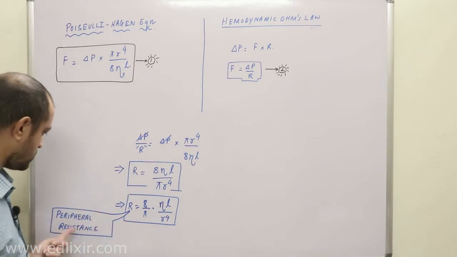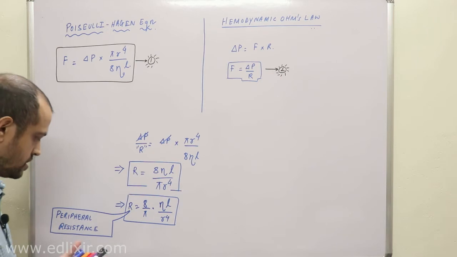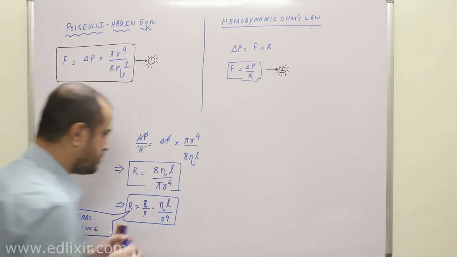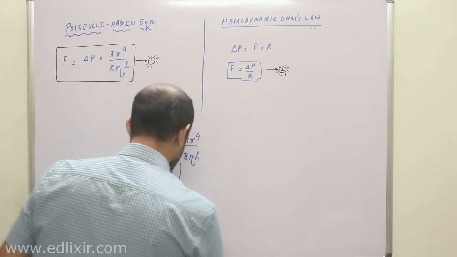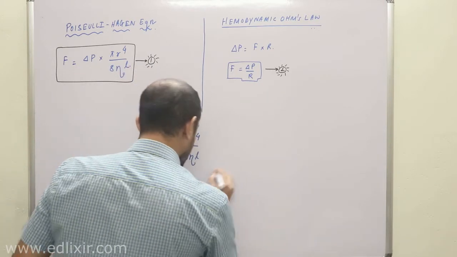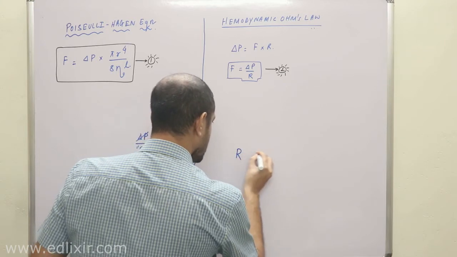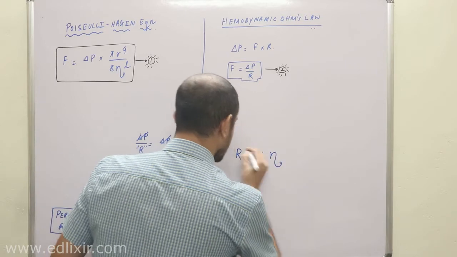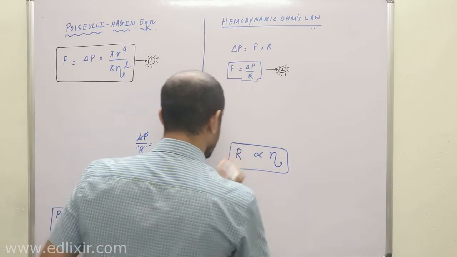Okay, this R is now called peripheral resistance. Now listen with all your attention. The importance of this equation is that peripheral resistance, that is R, is directly proportional to viscosity. Right? This is very, very important.